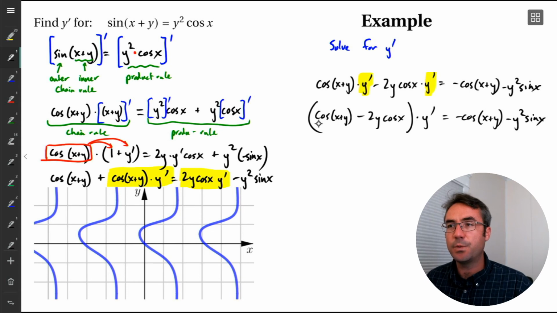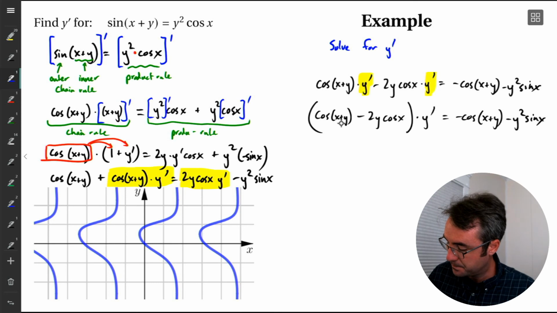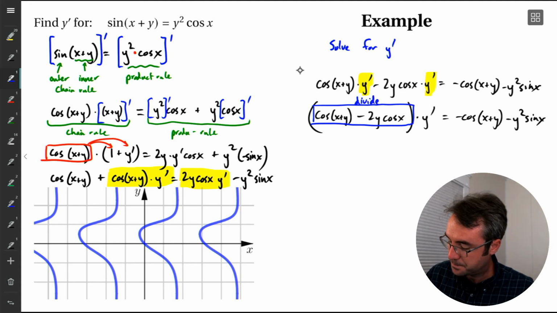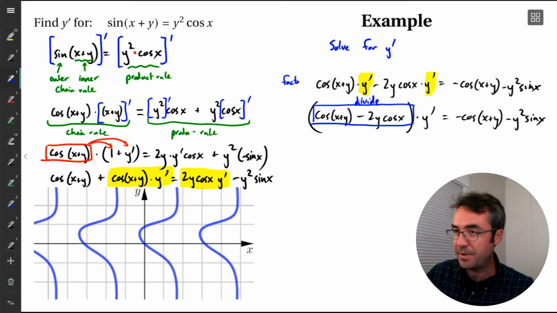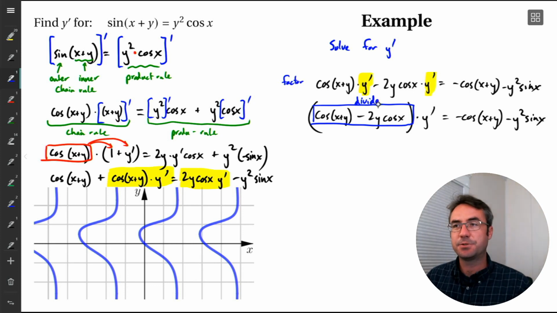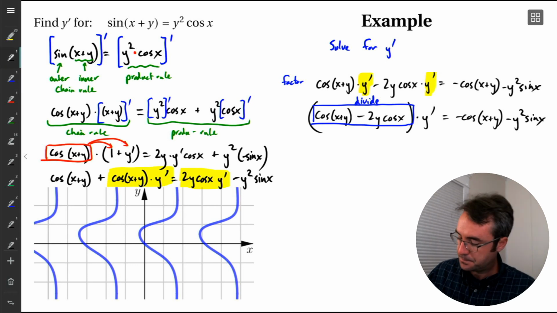And then finally, we want to get rid of this whole term in front of the y prime. So we want to divide. We factored before, so we want to take this whole term in front of the y prime, and we're just going to divide both sides by it. That'll cancel out on the left, and it'll give us y prime all by itself, and a big fraction on the right.